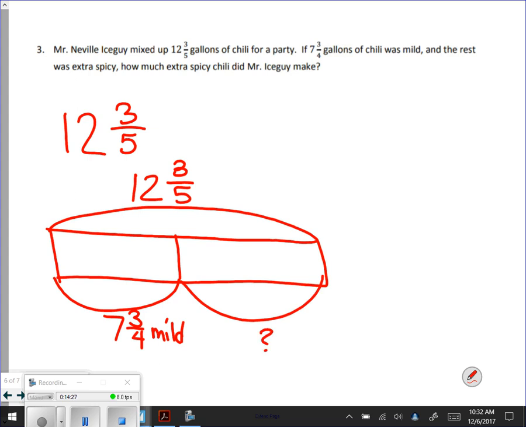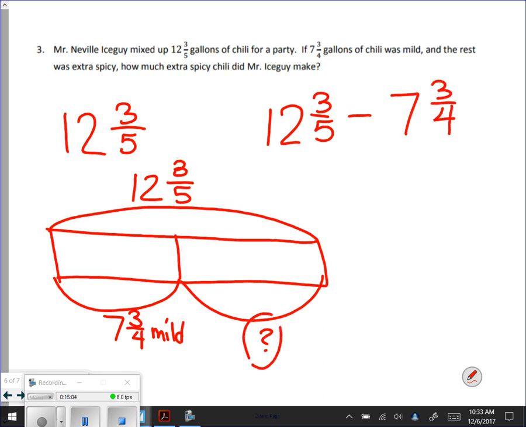If we're missing a part, if we're missing an add-in, what are you supposed to do? Subtract. When you're missing the total number, that's when you are supposed to add. When you're missing one of your little bars right here, that's when you are supposed to subtract. So you have your total minus your parts. 7 3/4. You have to figure out what was this missing piece.